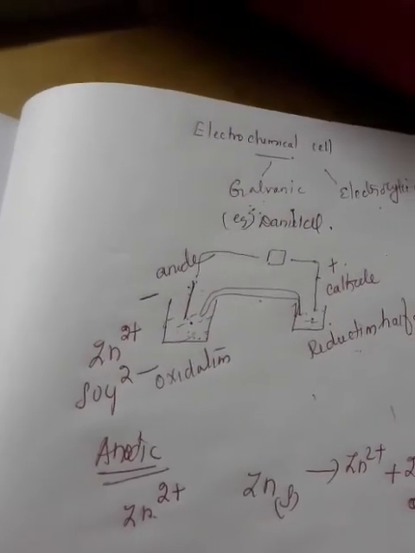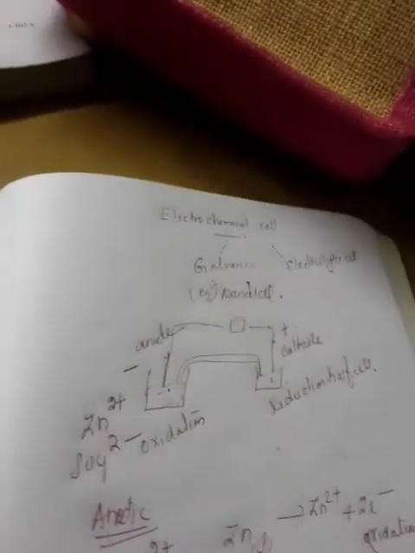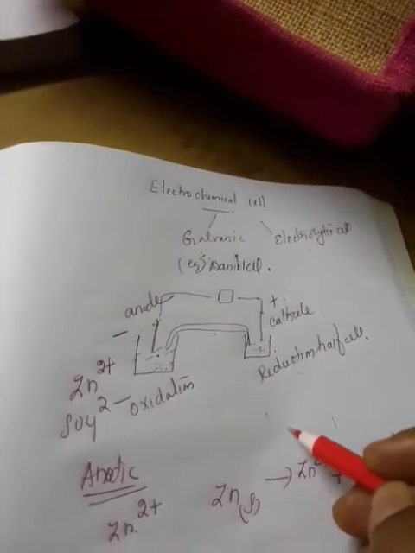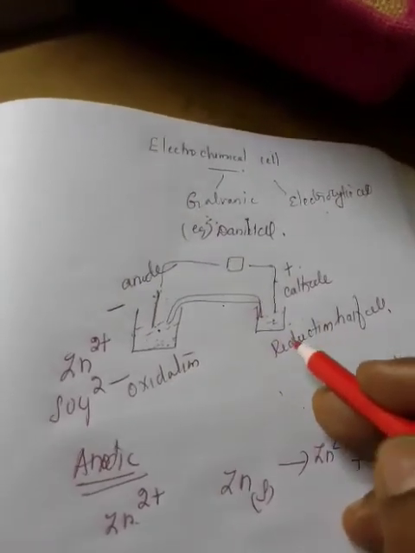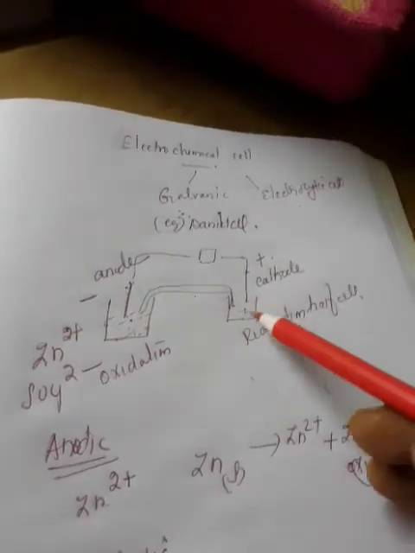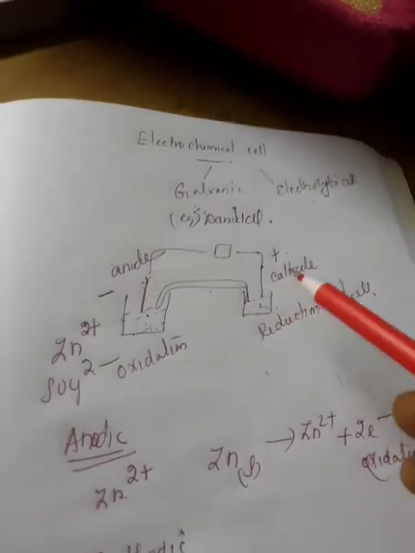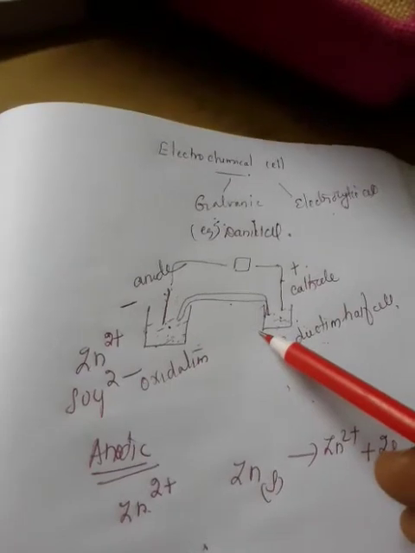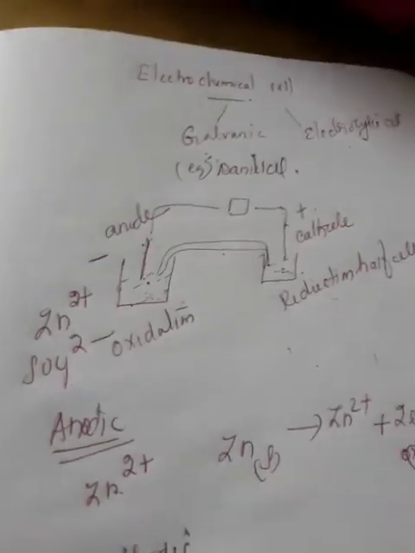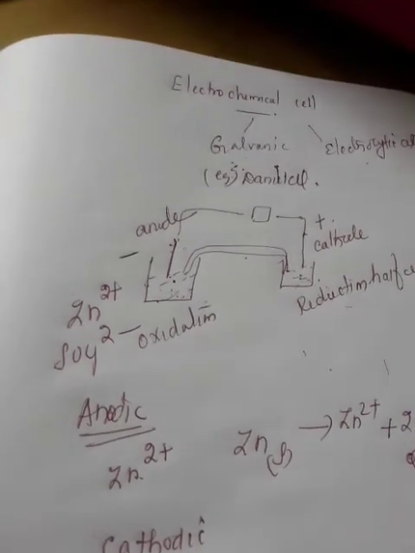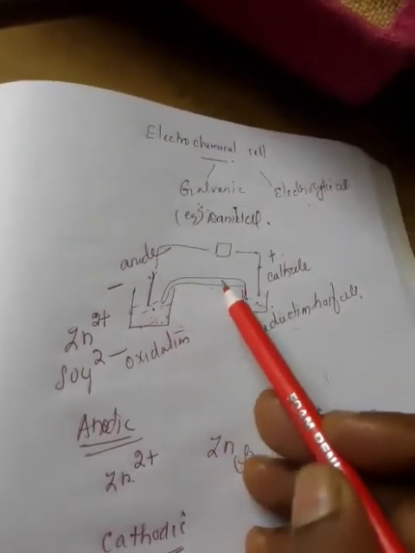Similarly, the solution in the cathodic compartment would become negatively charged as Cu2+ ions are reduced to copper. Here it contains more SO4 2- ions, while the anodic side consists of more Zn2+ ions. To maintain electrical neutrality in both compartments, the non-reactive electrolyte, KCl, moves from the salt bridge into the compartments.